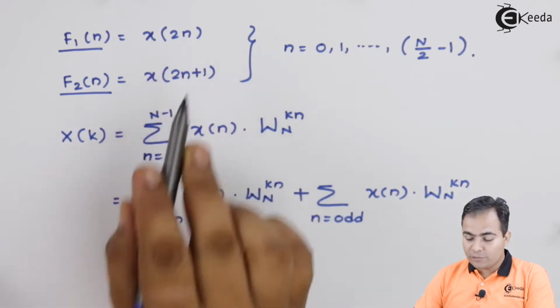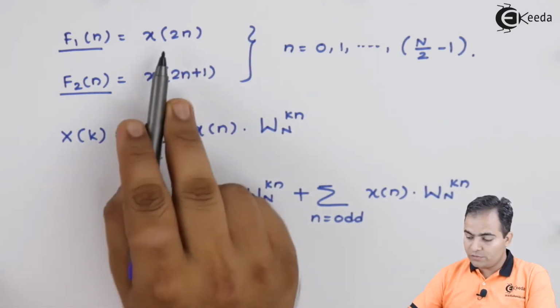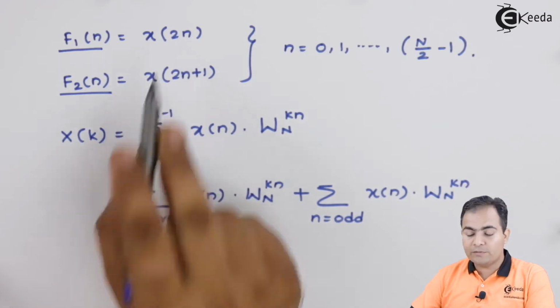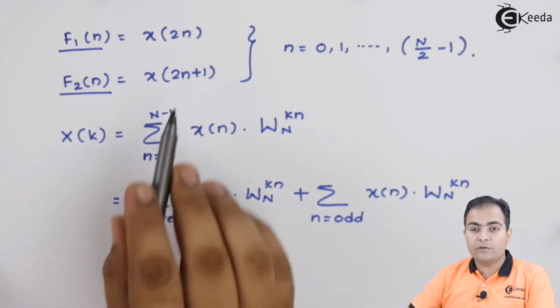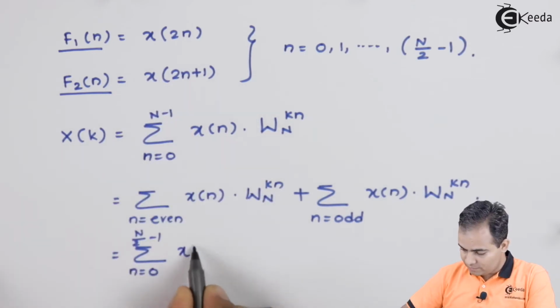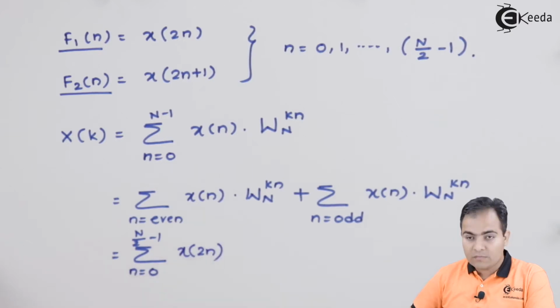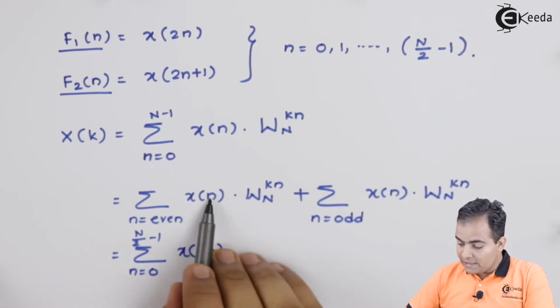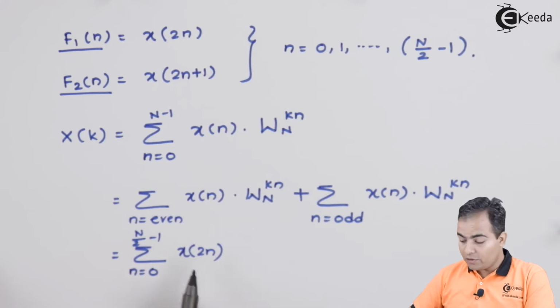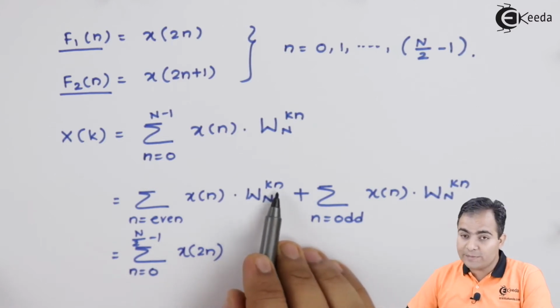First I'm going to write the even part. So we'll replace this x of n value by x of 2n. Now, as this n is replaced by 2n, of course, this small n is also replaced by 2n.